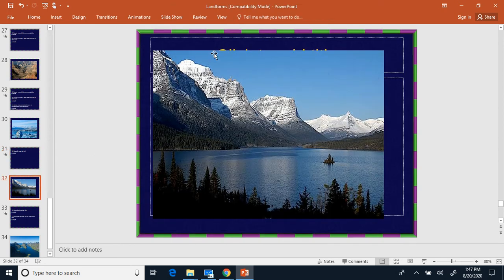What does a mountain look like? Well, this is the mountain right there. So you can see mountain here. So those are mountains.